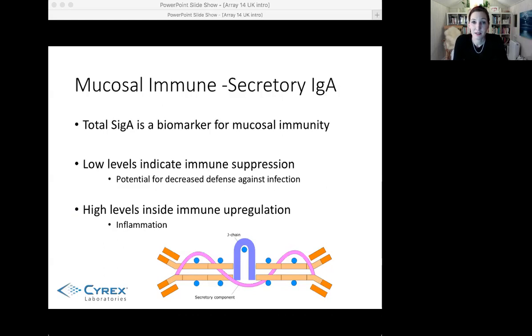So high levels of secretory IgA in saliva indicate immune upregulation, which is of course an indication of inflammation. And one of the great things about Array 14 is that it doesn't just tell you the secretory IgA level, it's also looking at some of the reasons that that might be occurring. So some common foods that might be causing that, some infections or metals, to look to see if there's any clue as to why that's occurring, as opposed to just it's high or it's low.